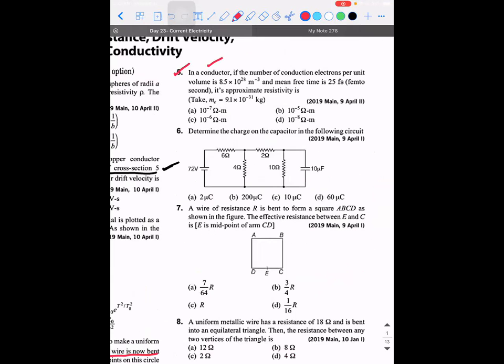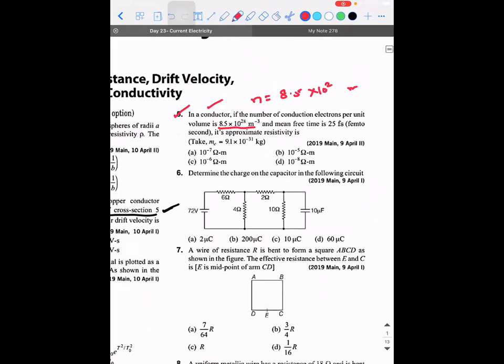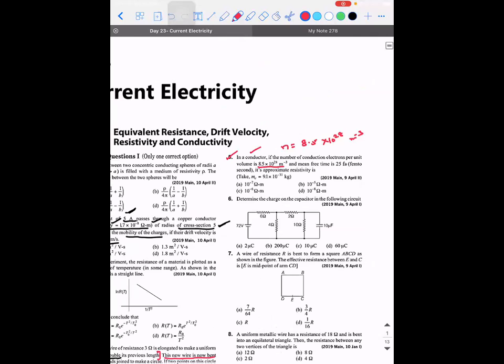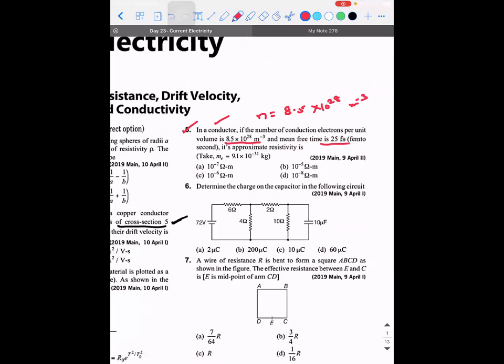In a conductor, if the number of conduction electrons per unit volume, that is small n, is 8.5 into 10 power 28 per meter cubed, and the mean time of free electrons is 25 femtoseconds, okay, its approximate resistivity will be how much?